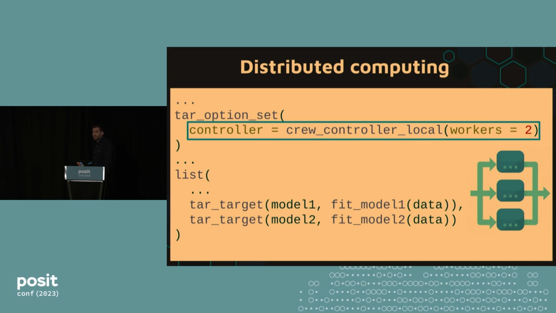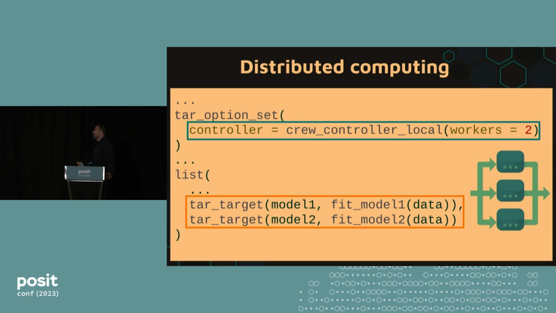Targets also has great facilities for distributed computing. It uses crew. And it's very easy. You can just go to the options. You set the number of workers. Here we set 2 workers, for example. And targets will start these 2 workers and check if a worker is available. And as soon as it is available, it will send the next target there.